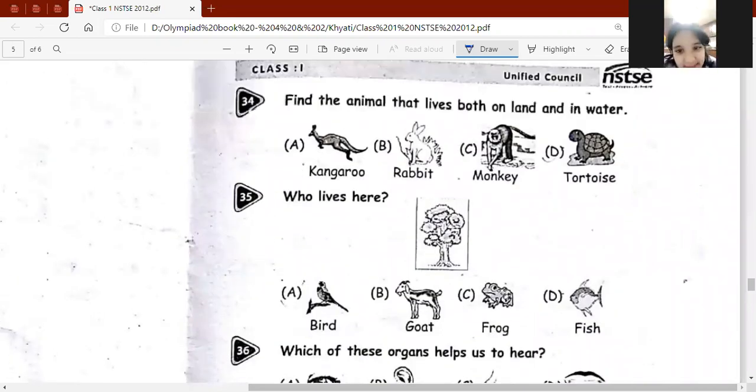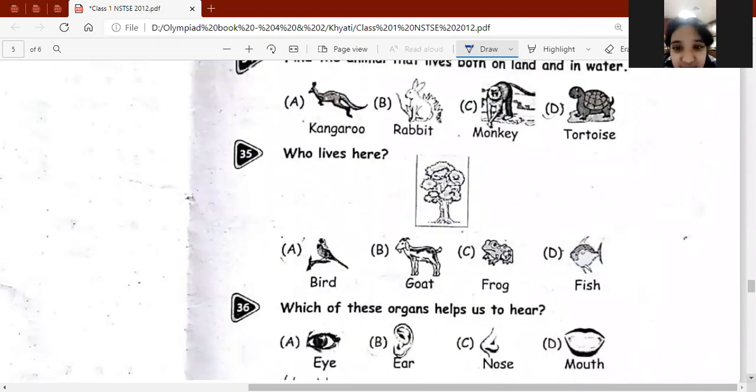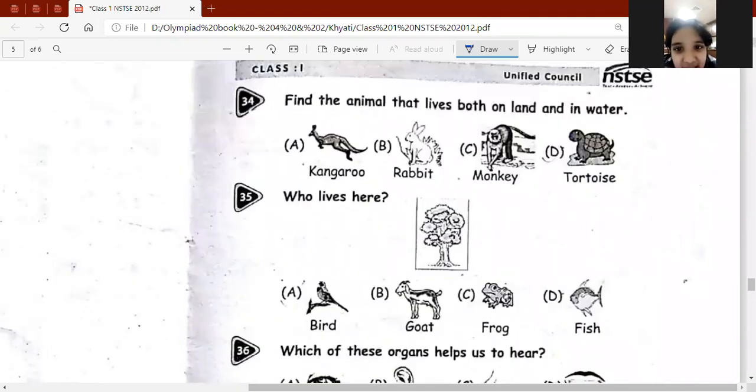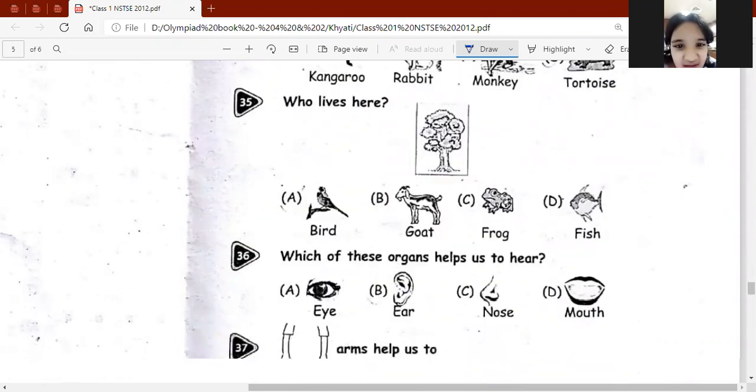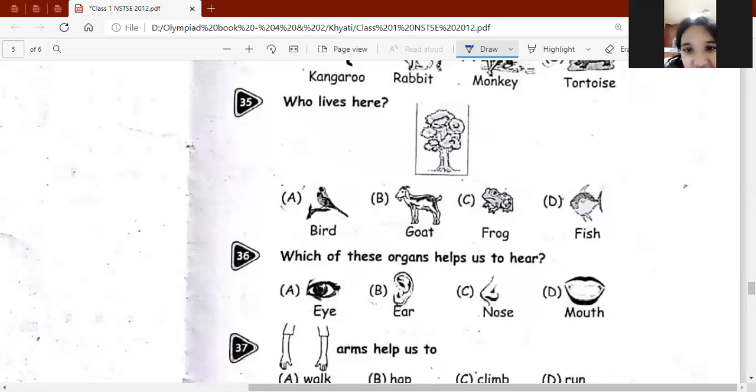Find the animal that lives both on land and in water. Yeah. In water, there is a tortoise. Yeah, very good. 35. And on land.